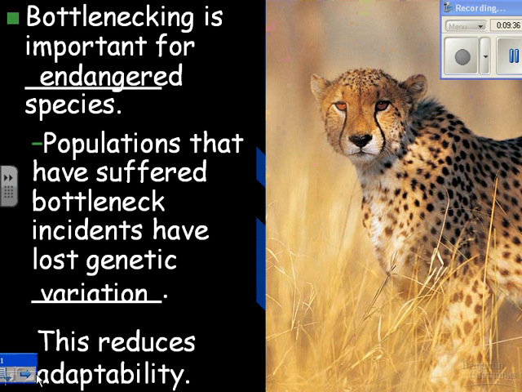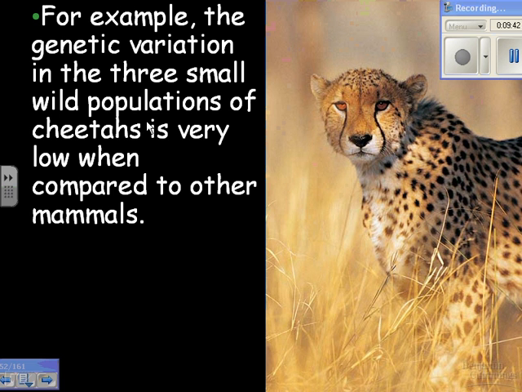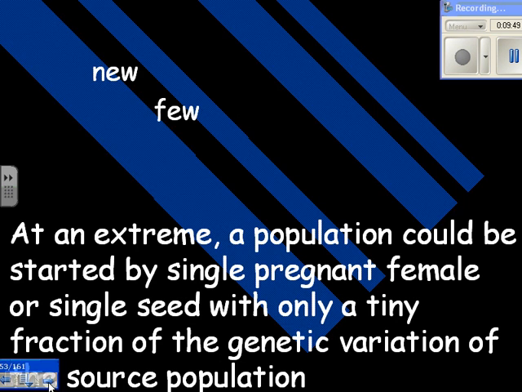So this reduces their adaptability, and it makes it less likely that they're going to survive. For example, the genetic variation in the three small wild populations of cheetahs is very low when compared with other mammals.